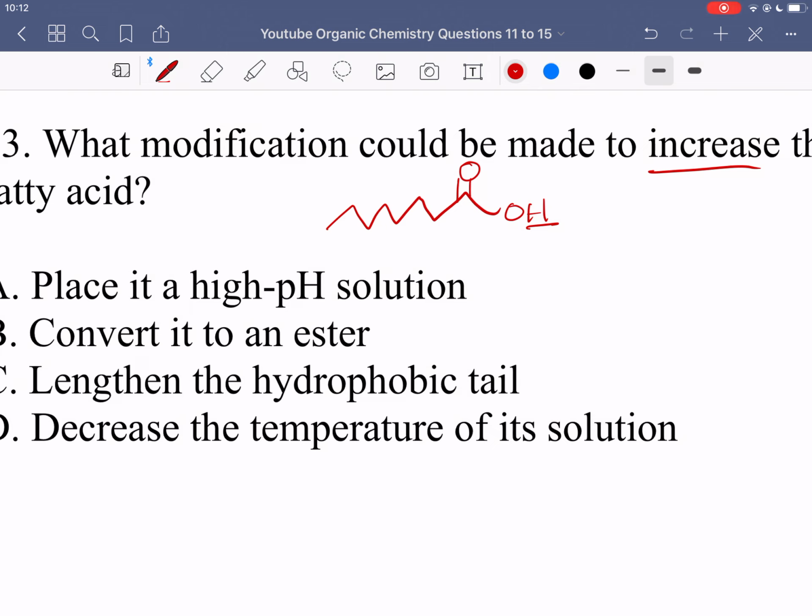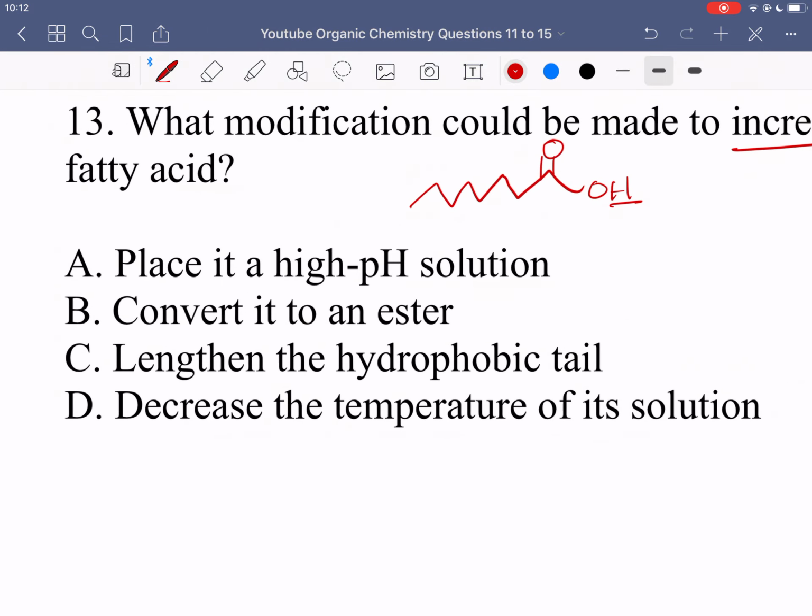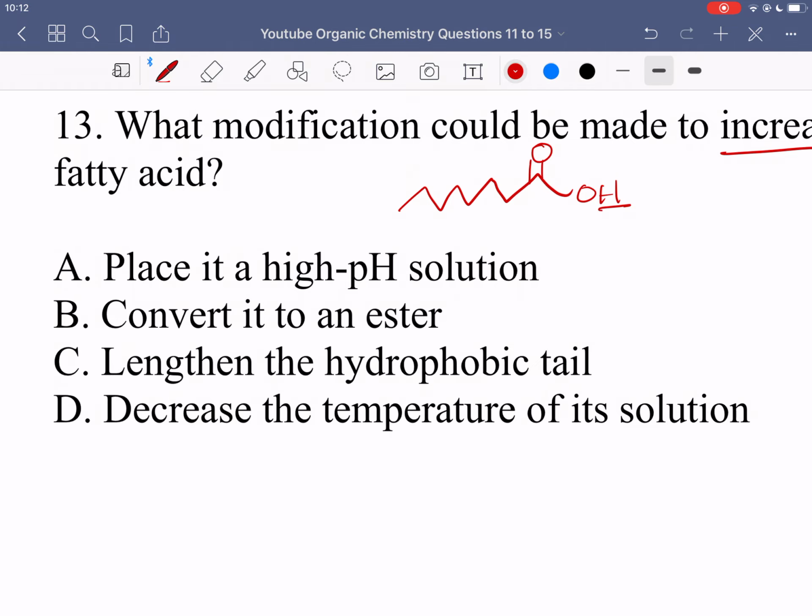So what we want to do is either decrease the length of the fatty acid chain so we have fewer van der Waals forces, or maybe get rid of this carbonyl, or turn the carbonyl into a different type of carbonyl so that it no longer has an OH and then it can no longer do hydrogen bonding. So we're looking for something like that.